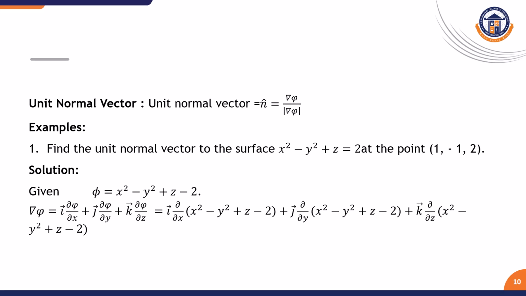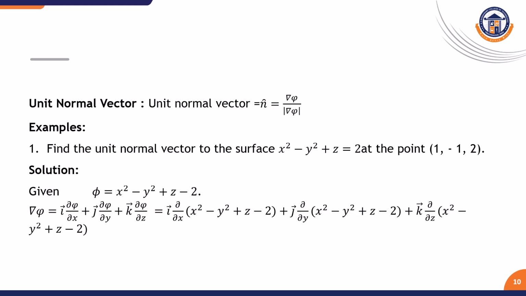Next we move to unit normal vector. There are two types of unit normal vector: one with respect to direction, another with respect to the surface. Here this is the one with respect to the surface, the unit normal vector to the surface, because phi is the surface. Another name for it is scalar point function. So n cap is equal to del phi by modulus del phi.